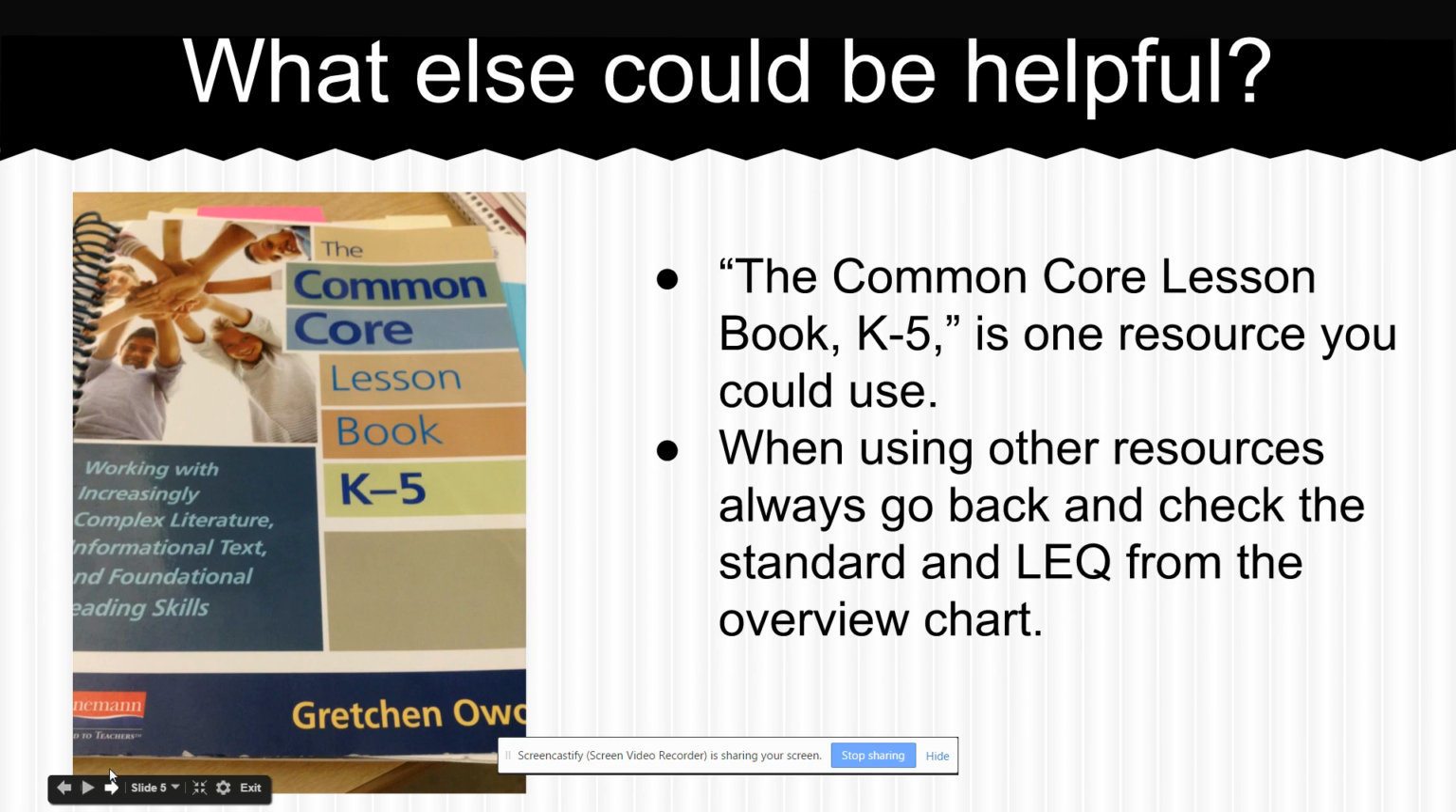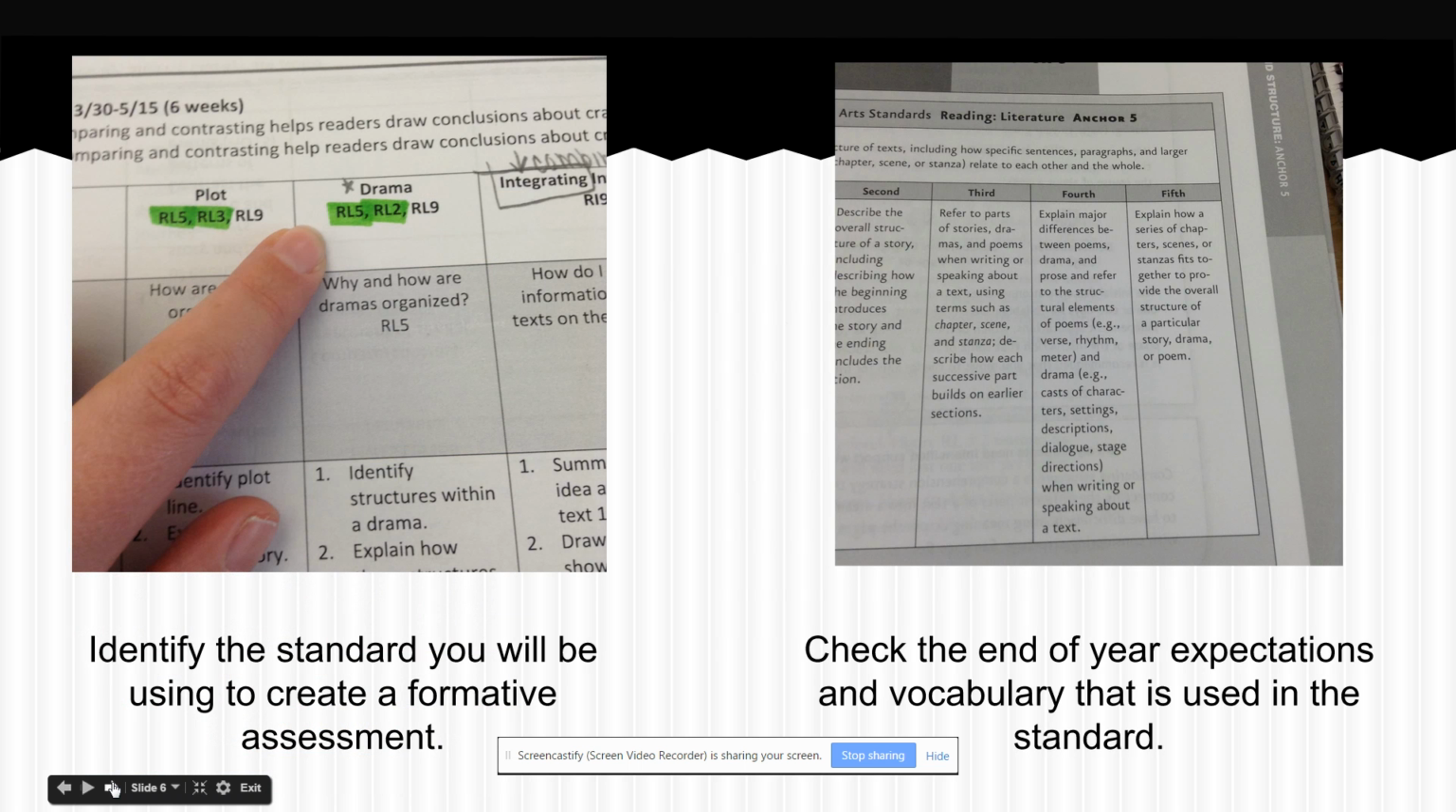When we are looking at this Common Core lesson plan book, I want you to follow these steps. The first thing you do is always identify the standard. This is what you're going to use to create your formative assessment. And then after you've chosen your standard, you want to go into the Common Core lesson book and identify that anchor standard. You're always going to have the anchor at the top, and then this is going to be the progression.